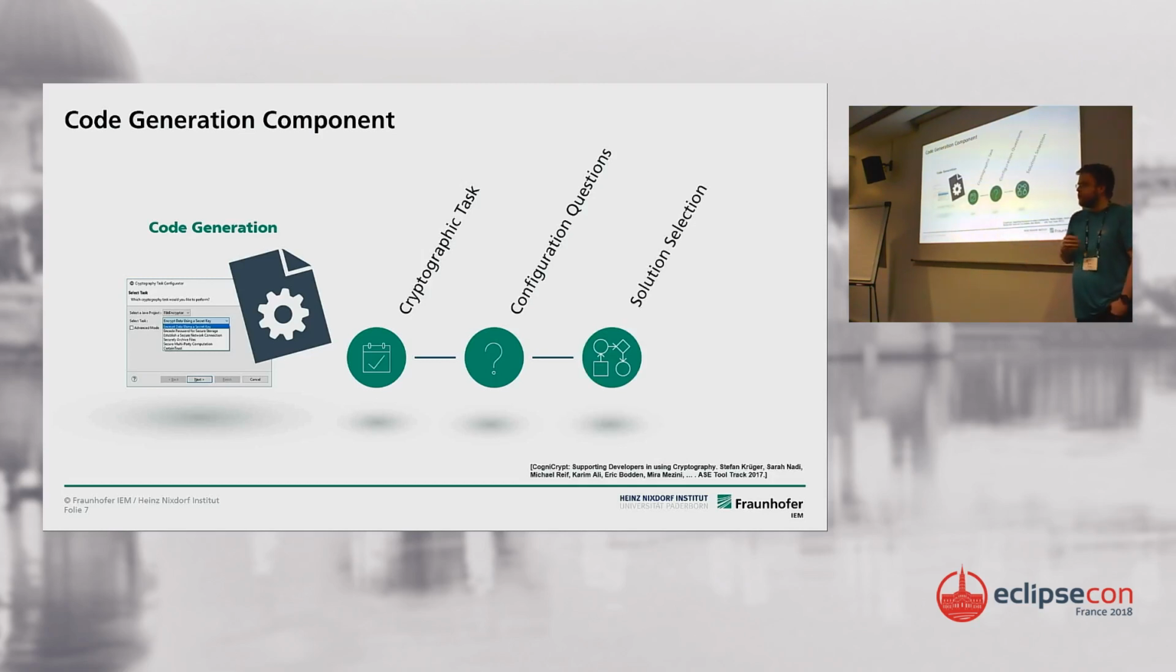Then once you've answered all these questions, you get to the solution selection. Here, CogniCrypt offers you a bunch of solutions for your problem, for this cryptographic task, and even recommends one to you, but you can also check out the other ones if you are interested. And then finally, when you selected your solution, CogniCrypt will generate the code.